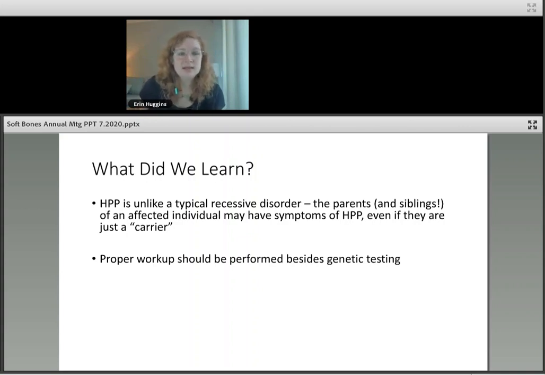So the bottom line here is that full workup should be done besides genetic testing. So now that we know this information, if we could go back 5 years, what we would have done is further workup on the parent aside from just the genetic testing, doing biomarkers, looking at ALP, doing an x-ray to look for maybe some hidden fractures, asking more specific questions to the parents.